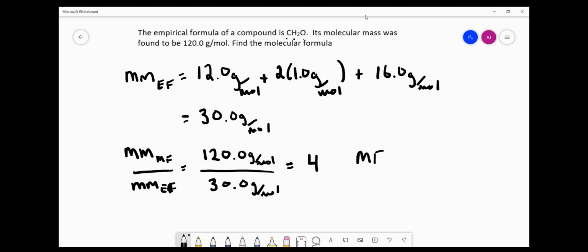Therefore, the molecular formula is C4H8O4.